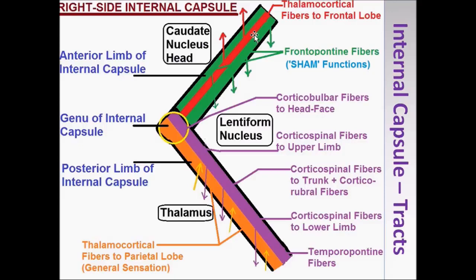It is a part of the Papez circuit. So this is just one example. Of course, there are many such thalamocortical fibers which are traveling in the anterior limb of the internal capsule.